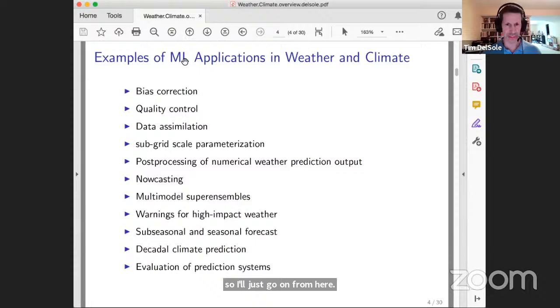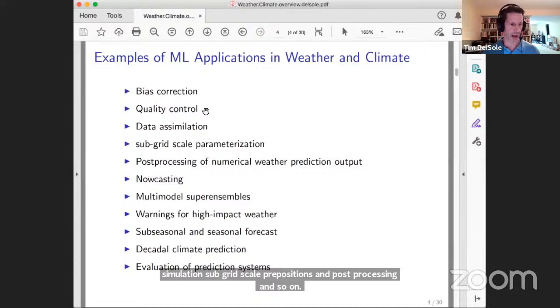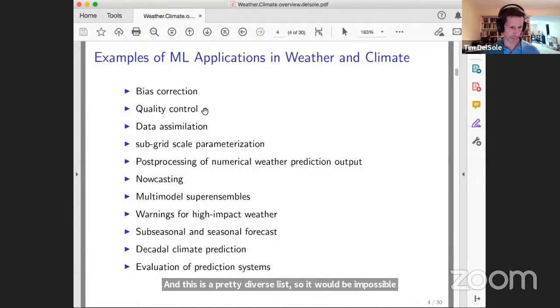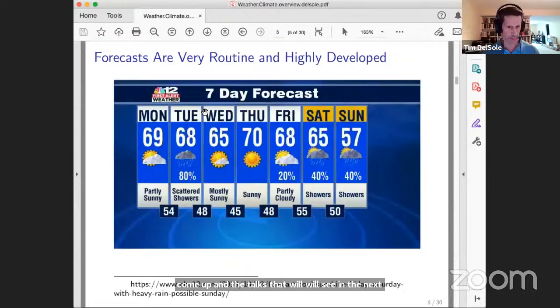So this is a list of examples of machine learning applications in weather and climate. And they include bias correction, quality control, data assimilation, subgrid scale parameterizations, and post-processing, and so on. And this is a pretty diverse list, so it would be impossible for me to give an overview of all these topics. So I'm going to focus on a few key issues that will come up in the talks that we'll see in the next 2 sessions.